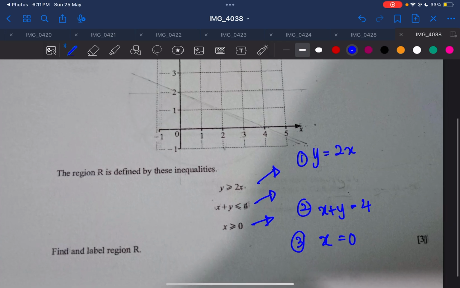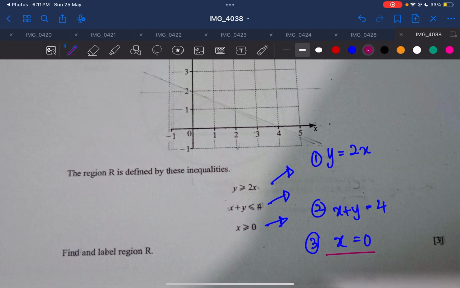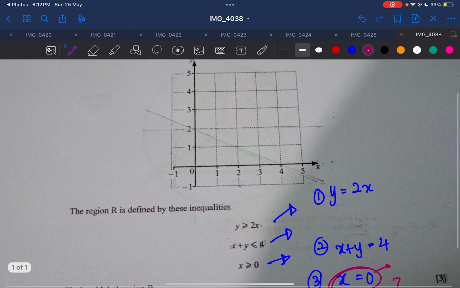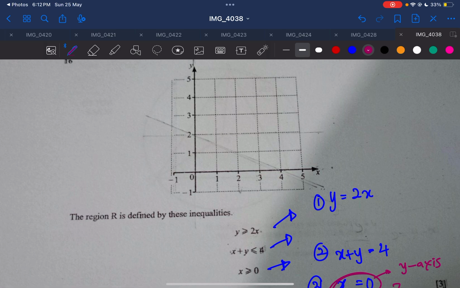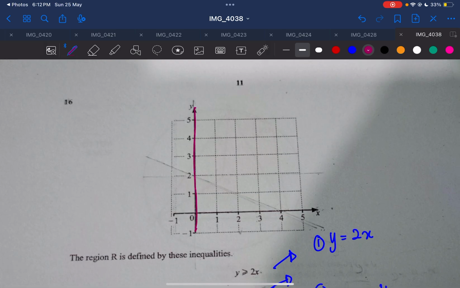Let's go for the easiest one first, x equals to 0. If x equals to 0 or y equals to 0, these two will be axes, okay? So, x equals to 0 means the x number is already there, only y is left. So, that means this is the y-axis. So, this one will get involved, definitely. So, this is our x equals to 0.